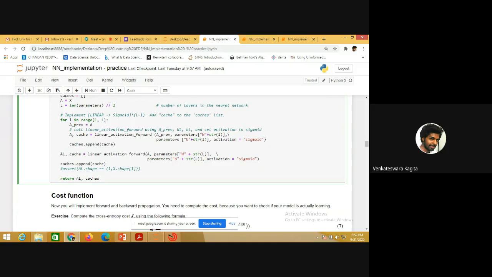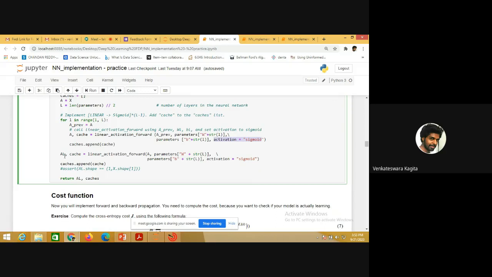So we have to compute activation units at each and every layer, layer by layer, correct? Starting from the first layer, I store A previous equal to A, and then call linear activation forward. That computes the activation unit for a particular layer by passing the parameters at that layer and the activation you want, either sigmoid or ReLU. For ReLU I did not implement it. And this you repeat till L minus 1.